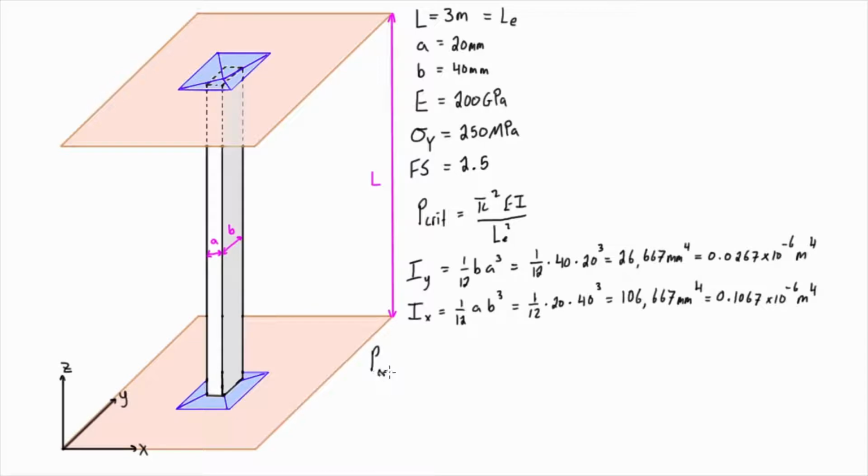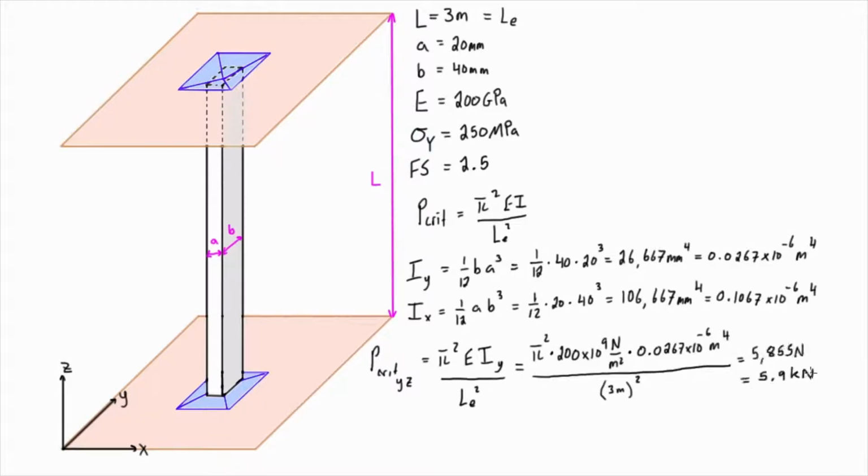So we have P crit. Let's consider buckling in the YZ plane first, and again YZ basically could buckle that way or it could buckle that way. So we just need to sub in pi squared E, and in this case we're using Iy, the moment of inertia about the y-axis, over LE squared. If we plug that in, we find that in the YZ plane P crit is equal to 5.9 kilonewtons.